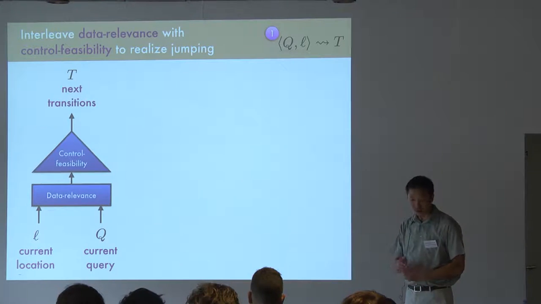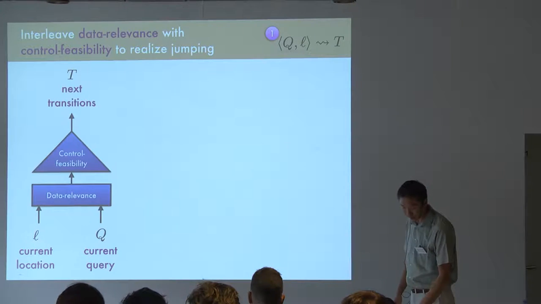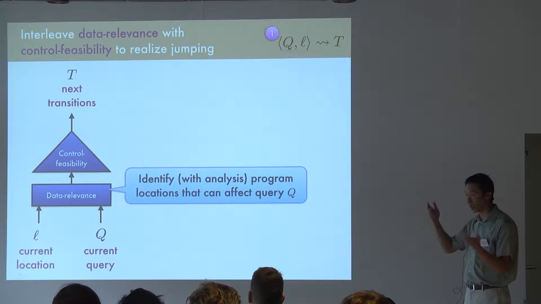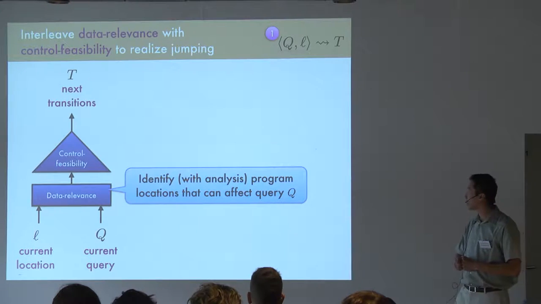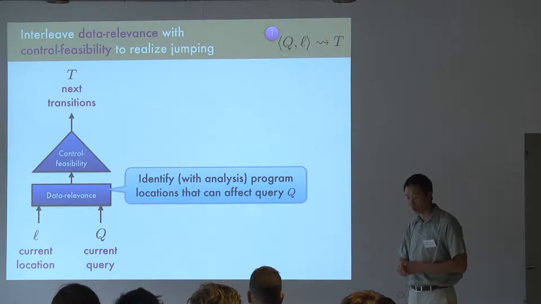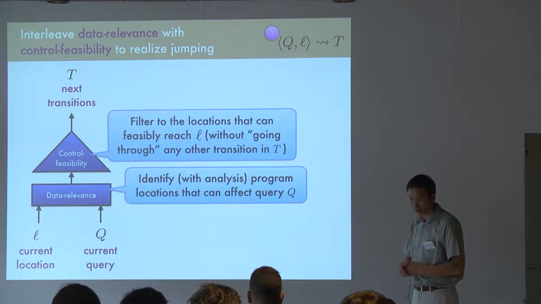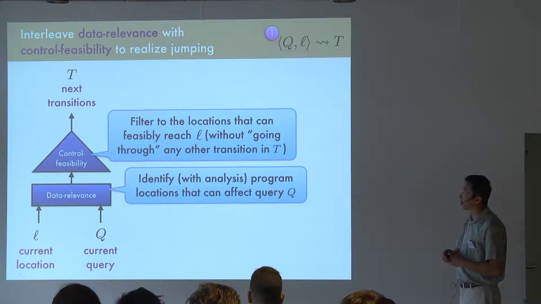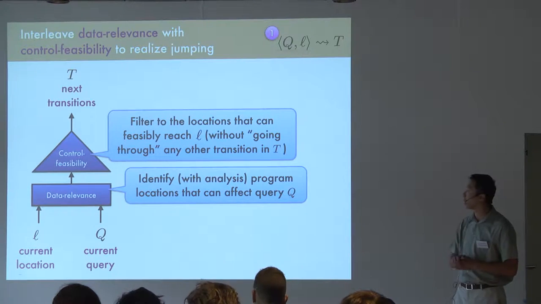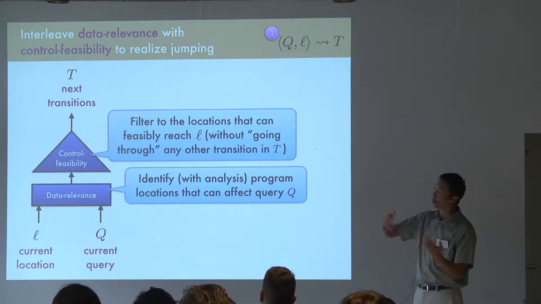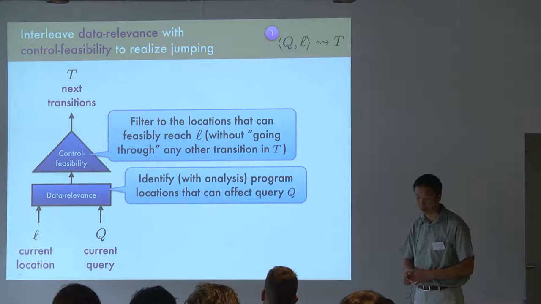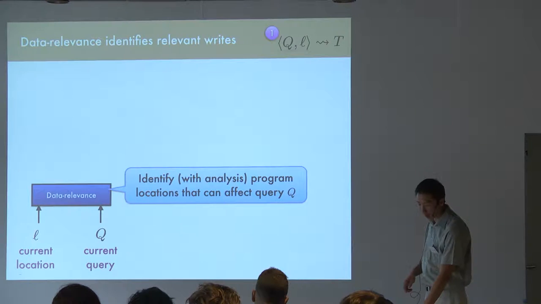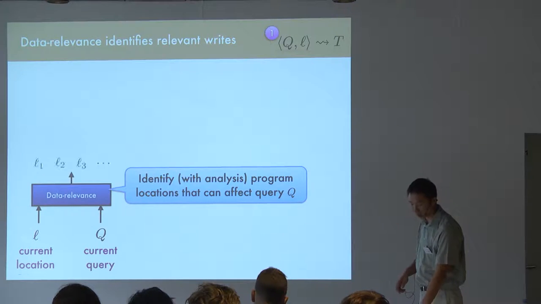And it separates into those two pieces. That is, you can have a component that identifies, with maybe some separate program analysis, program locations that can affect that query queue. And then you can consider filtering those locations to those that can feasibly reach the current location that you care about without going through any other transitions that you return. So this is a little bit abstract, so let me start to make this a bit more concrete.